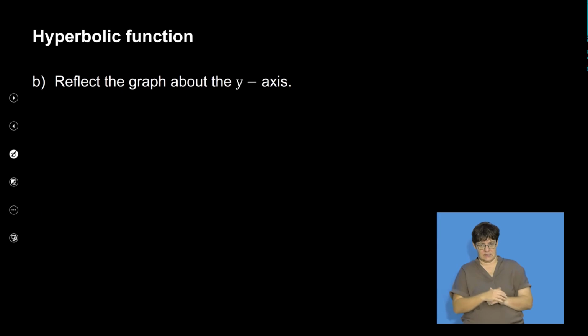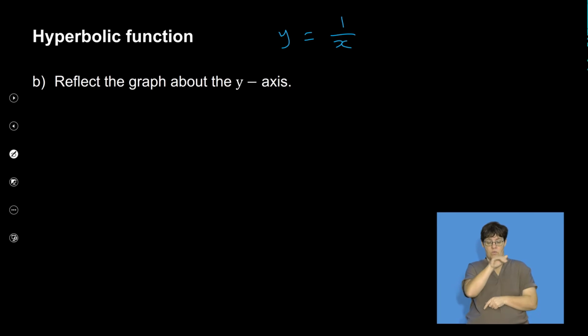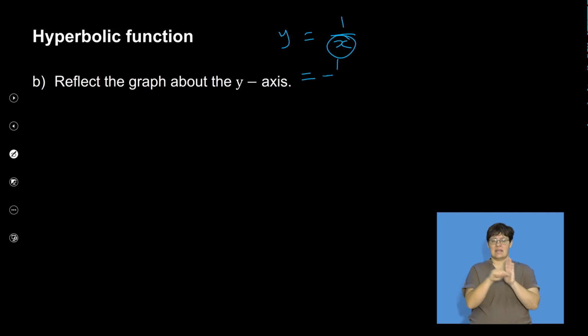The second thing I want us to do is to reflect this graph about the y-axis, and to do that, it simply means the equation was y is equal to 1 over x, right, which is f of x. If I reflect this about the y-axis, the x will become negative, so it will now be 1 over negative x, which is the same as minus 1 over x.